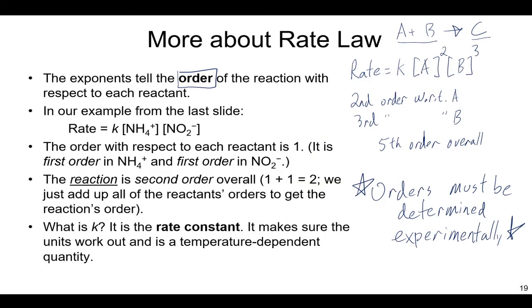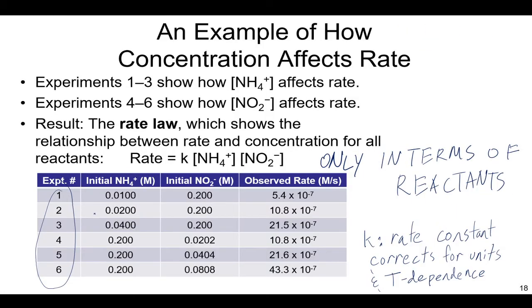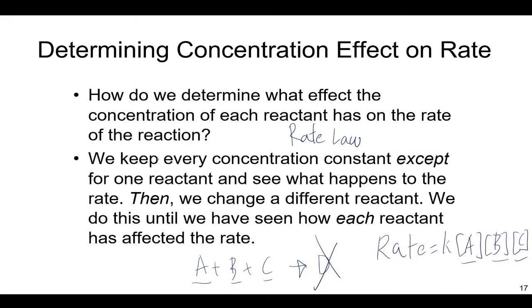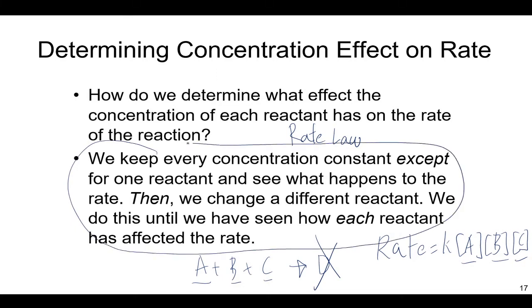Okay, so quickly, what I want to show you here in this table of data, how do we get this rate law? It's not given to us, right? They're determined from experiments. So let's just look firsthand at how we come up with this rate law. Right? And how we come up with this rate law is the following. What we're going to do, as was suggested here, we keep every concentration constant except one of the reactants and see what happens to the rate.